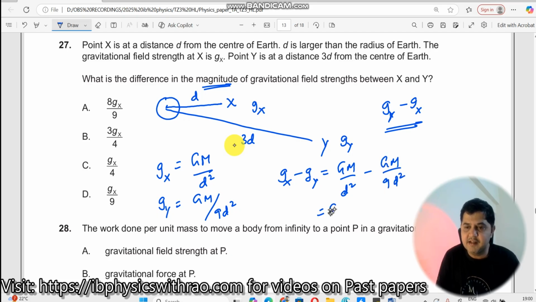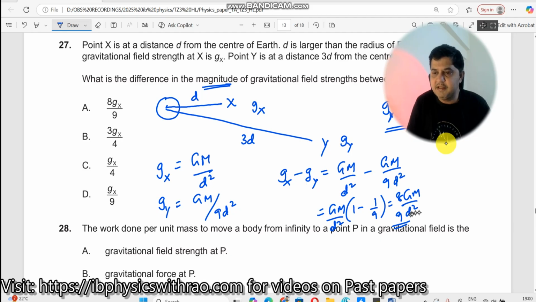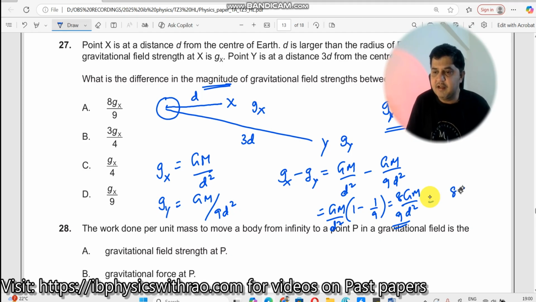So what should be the answer? It should be GM by d square into 1 minus 1 by 9, which is equal to 8GM divided by 9d square. Now GM by d square is nothing but Gx, right? So it is 8Gx divided by 9. 8Gx by 9 is option A.